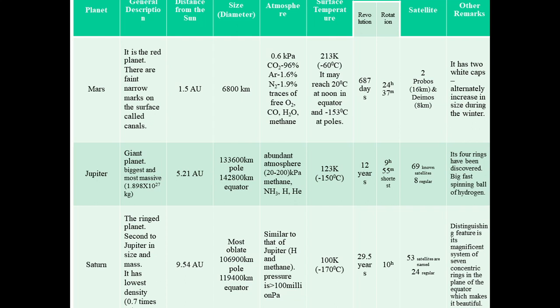When we consider the satellites of Mars, it has two satellites. One is called Phobos and the other is called Deimos. Phobos has a diameter of 16 kilometers and Deimos has a diameter of 8 kilometers.